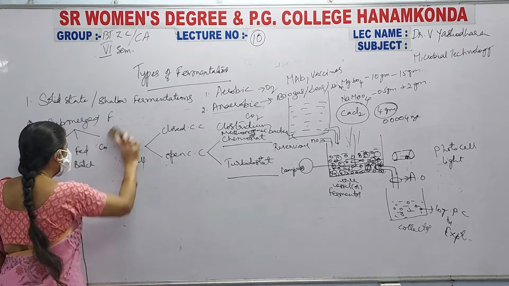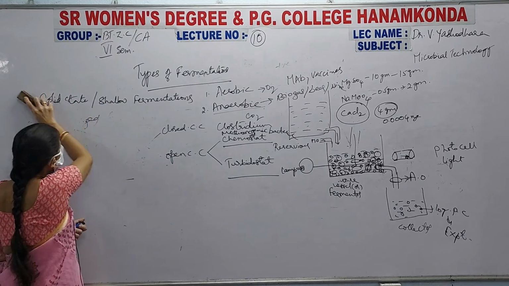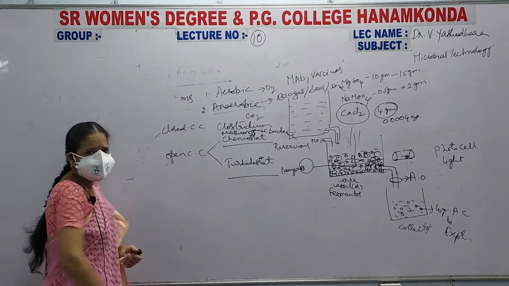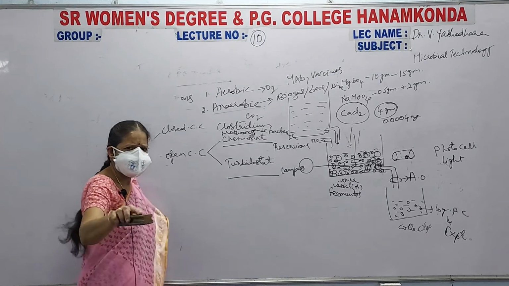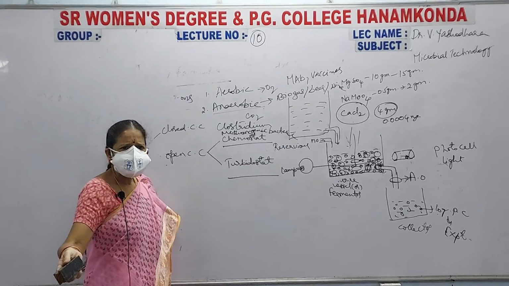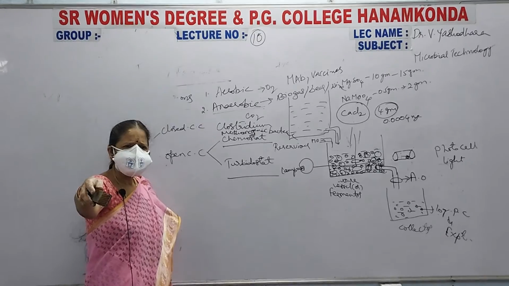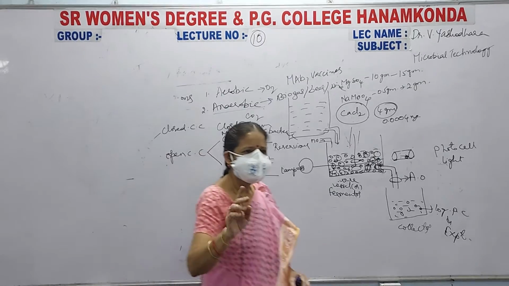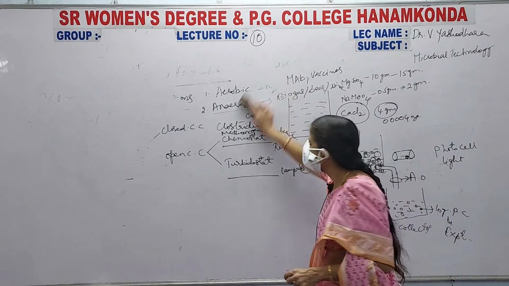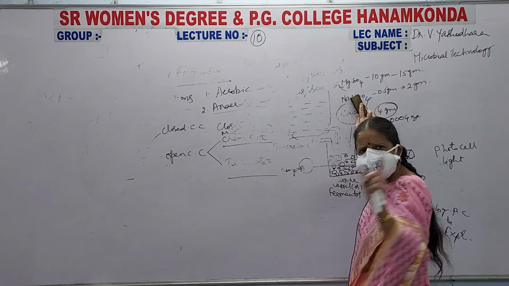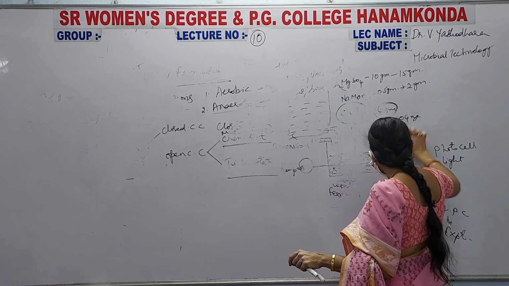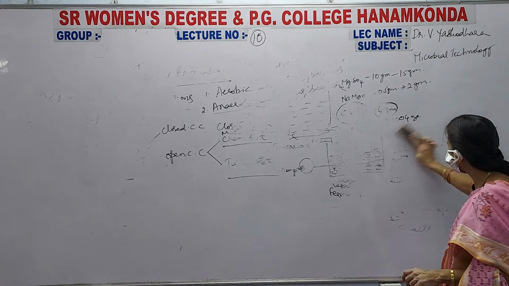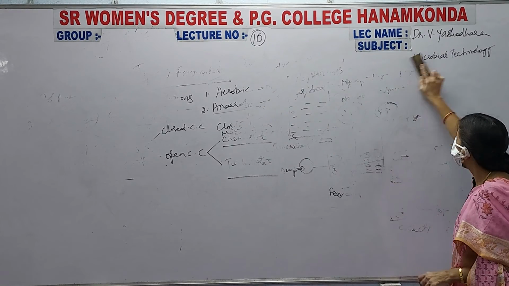That is, what are the media components that are used in your culture medium, and how to satisfy our cells. So tomorrow we'll see the next topic, that is the types of formulation of the medium. So we'll stop here today and we'll continue tomorrow.